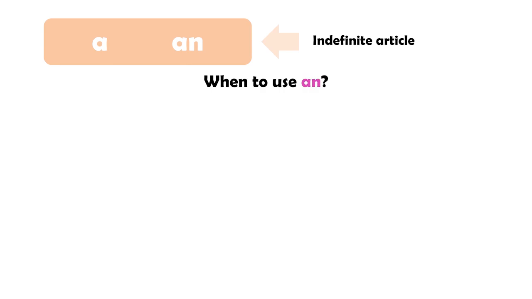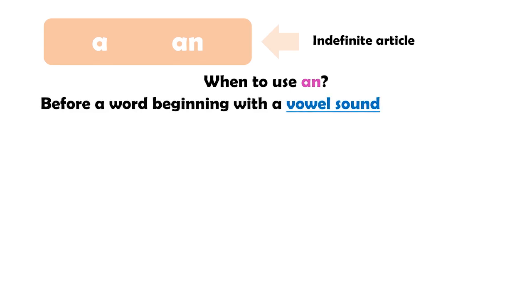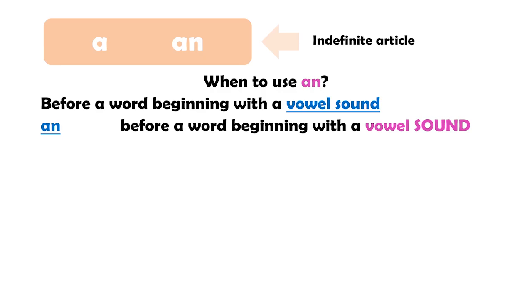Now it's time for us to look at when we use these articles. Let's first start working on the indefinite article. When to use an. We use an before a word beginning with a vowel sound. Remember, an is used before a word that begins with a vowel sound. Now, what are these vowels? In English, there are 5 vowels. They are A, E, I, O, U. What are the sounds of these vowels?